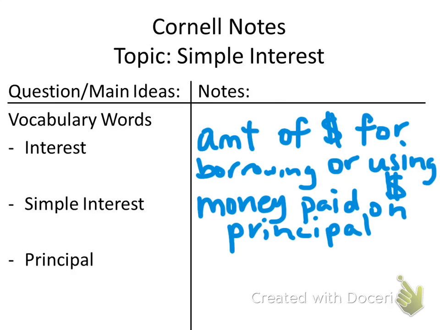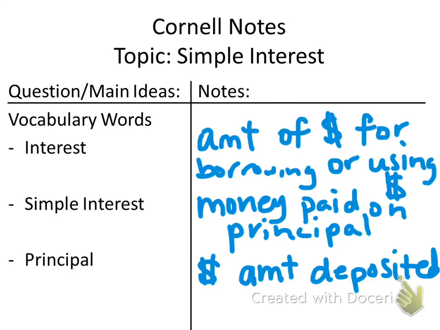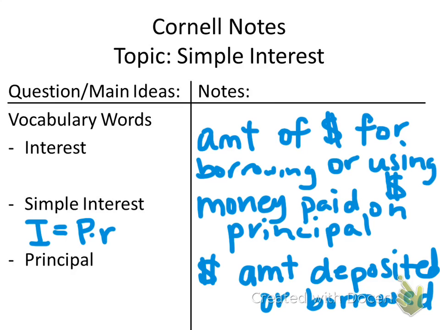And the principal is the amount of money deposited or borrowed. And I'd also like you to write the simple interest formula beside simple interest, and that is I equals P times R times T. Principal times rate times time equals the interest.